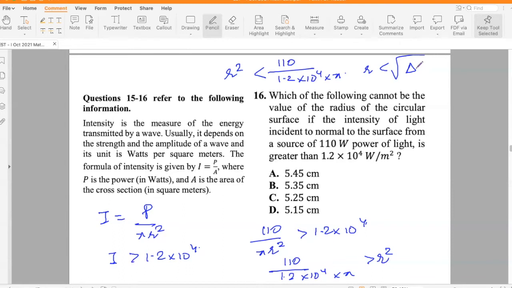So that's 0.054, right? 0.054. So R should be less than 0.054 meters. So in terms of centimeters, it should be less than 5.4 centimeters. So it can't be 5.45, option A.